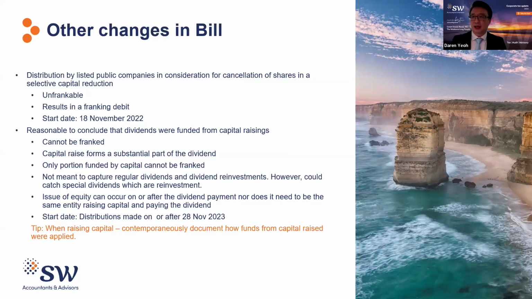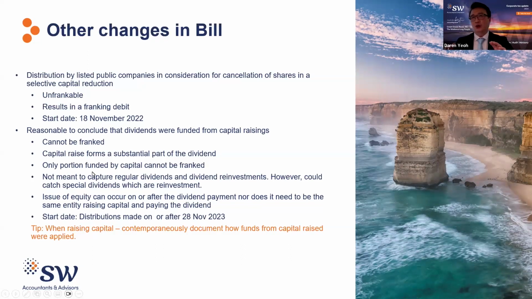Also, there's a bill that received royal assent in November, where distributions by listed public companies in consideration for cancellation of shares in a selective capital reduction are unfrankable, but create a debit to your franking account. So that applies from 18 November 2022.